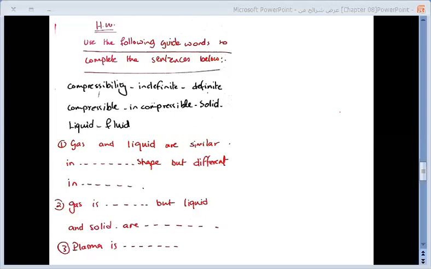The question number three, plasma. What is plasma? As we agreed together, plasma is considered a special case of the gaseous state. Simply, you can say that plasma is ionized gas. The normal gas is composed of molecules, but the plasma is composed of ions instead of molecules. So this is the difference between them. Now, inshallah, we will continue explaining.